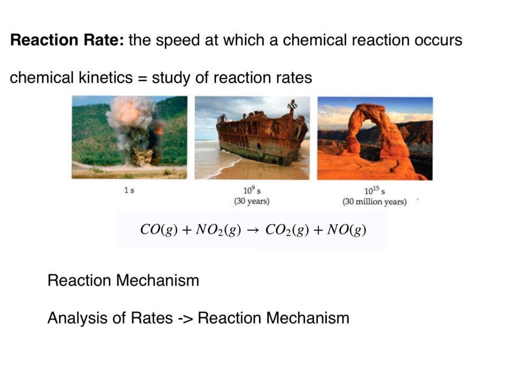And depending on the reaction that you're observing, you're going to observe different rates or different speeds. If we look here, we have an explosion that happens very quickly, versus over here on this end, we have an erosion process that takes millions and millions of years. So different chemical reactions are going to have different reaction rates. Chemical kinetics is the study of these reaction rates.